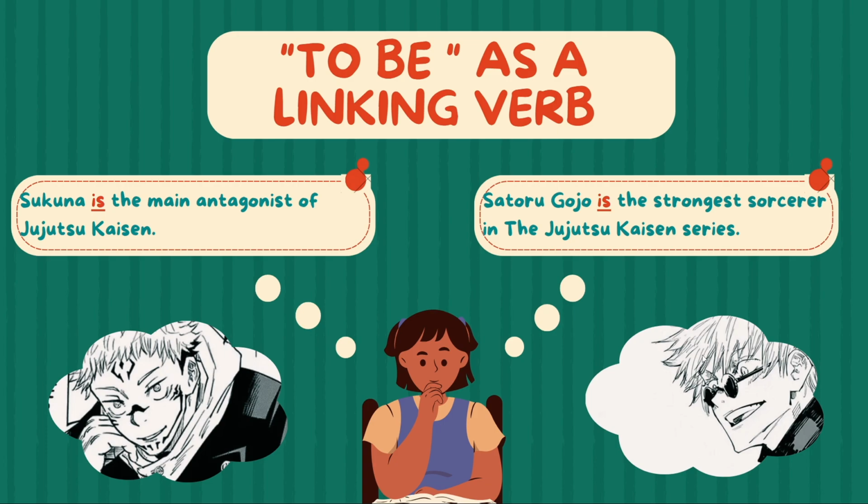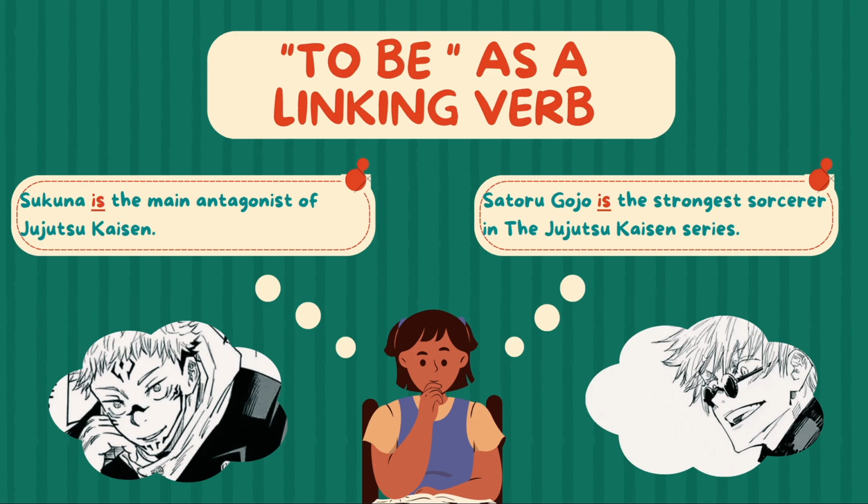So let's start. Sukuna, as you can see in this picture. Sukuna is the main antagonist of Jujutsu Kaisen. And if I say it the other way, the main antagonist of Jujutsu Kaisen is Sukuna. It has the same information, because that is what the linking verb does. Instead of describing an action, it provides information.